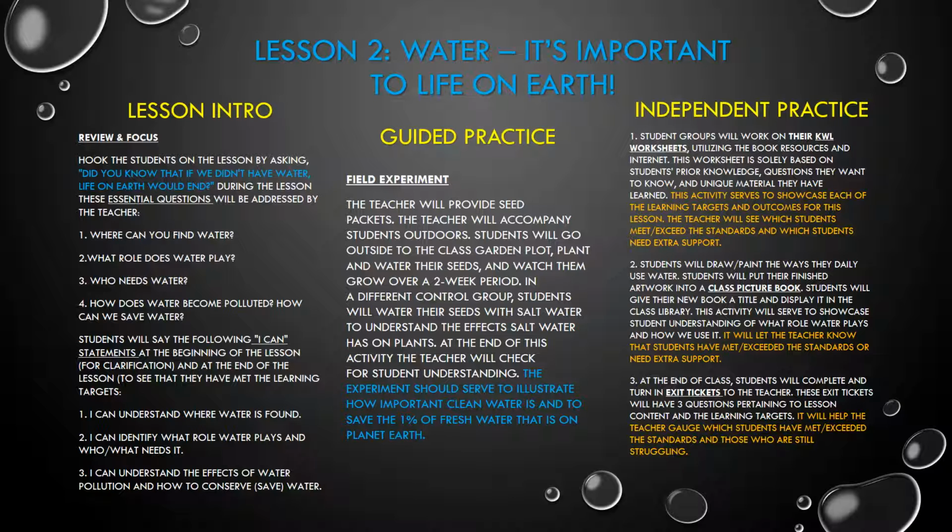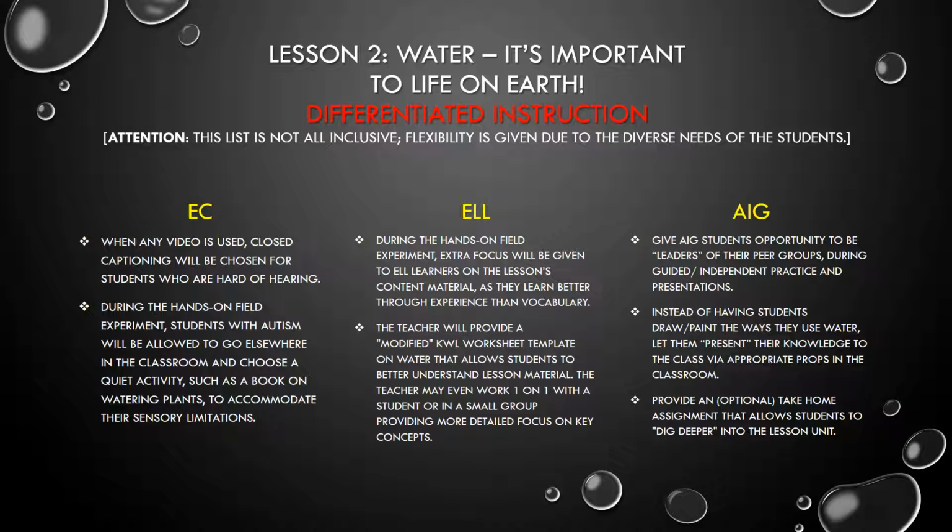At the end of class, students will complete and turn in their exit tickets to the teacher. These exit tickets will have 3 questions pertaining to lesson content and the learning targets. The differentiated instruction provided in Lesson 2 is very similar to Lesson 1, and please be aware that this list is not all-inclusive. Flexibility is given due to the diverse needs of the students.